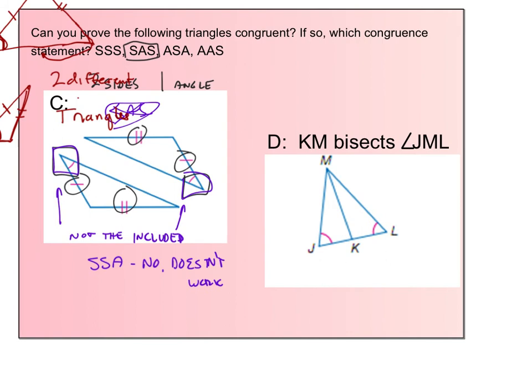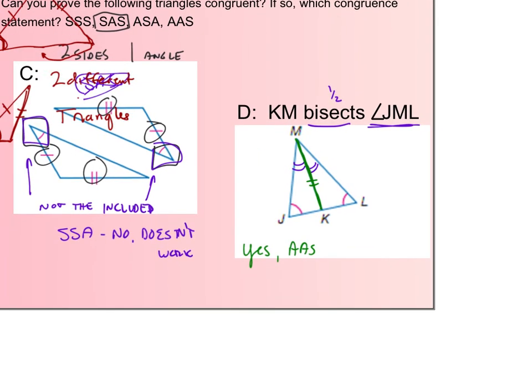So now let's look at letter D. KM bisects angle JML. Bisects means cut in half, so those two angles are equal. And notice again that MK is part of both triangles. So I'm going to argue yes, by angle, angle, side. The reason is that J and L are congruent, which they tell you. They tell you that KM bisects JML, and bisects means cuts in half, so those two are equal. And then MK, this segment that drops down, is part of both triangles, and it's equal to itself. So yes, that's going to work.